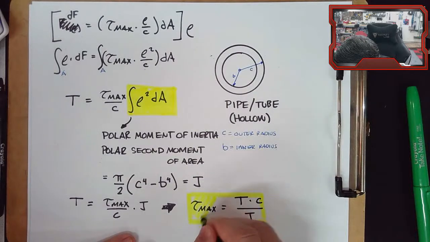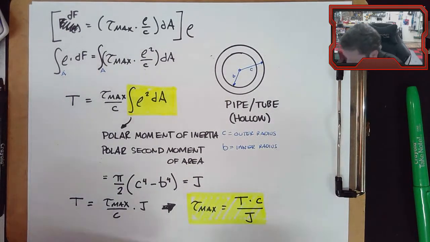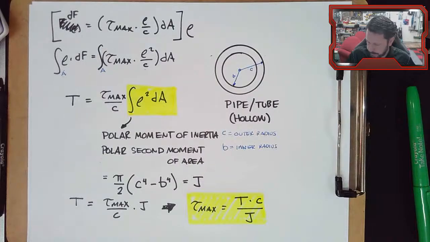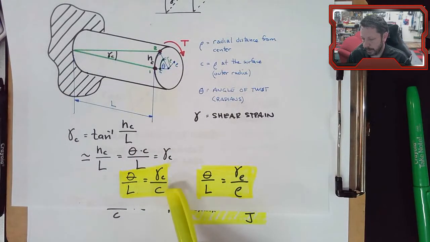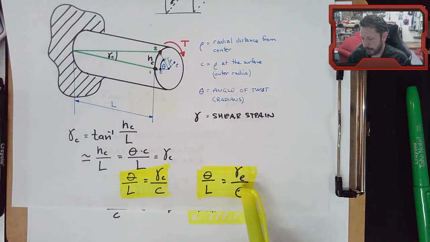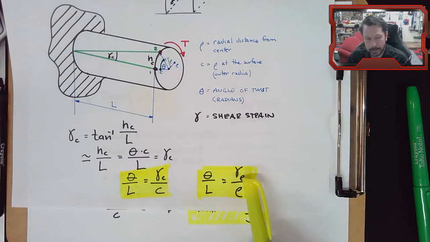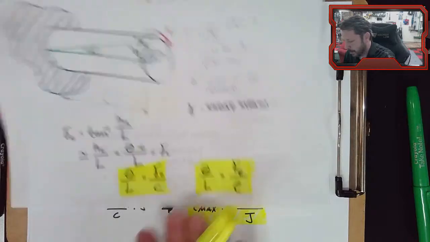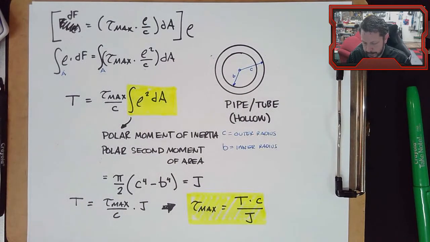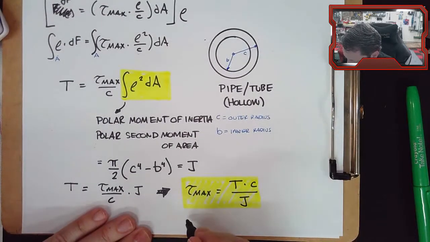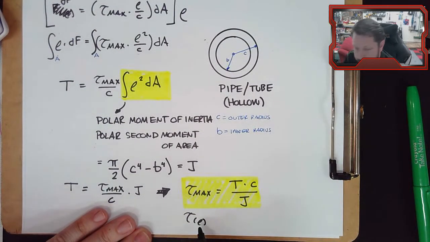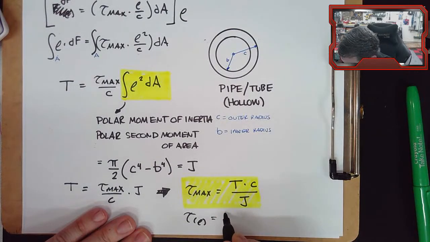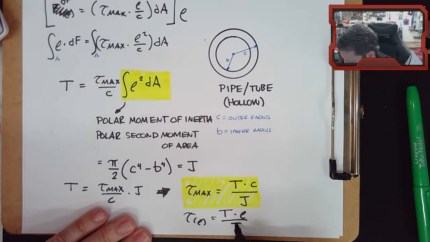Now there is a slight variation if we go all the way back to here, where there was this idea that the shear strain was proportional to the shear strain inside. So this is the maximum shear strain. This is the shear strain anywhere inside the shaft. They were proportional to the ratio of c over rho. And so you could potentially see this equation written as tau as a function of rho, anywhere in the shaft, equal to T times rho over J.